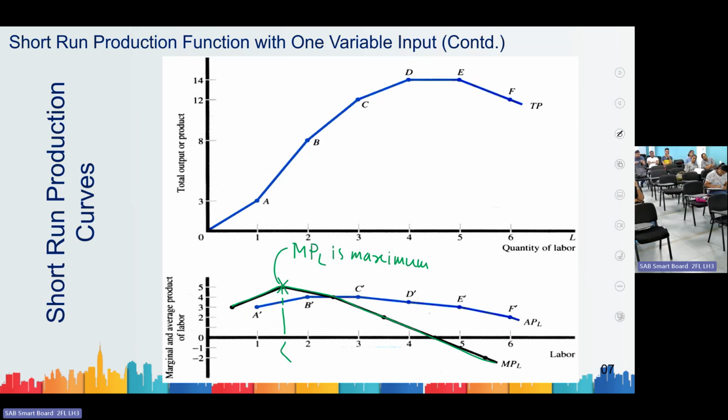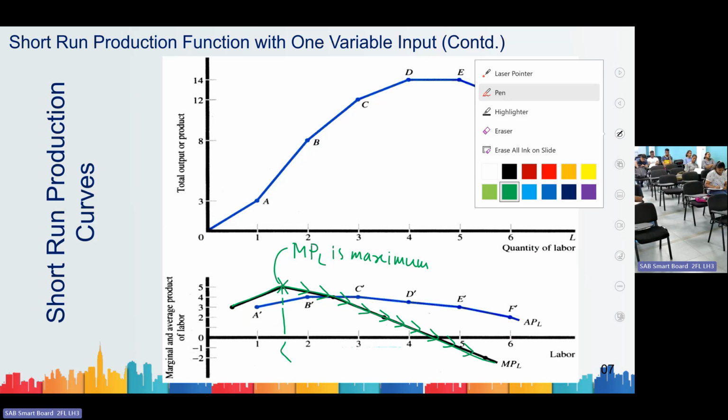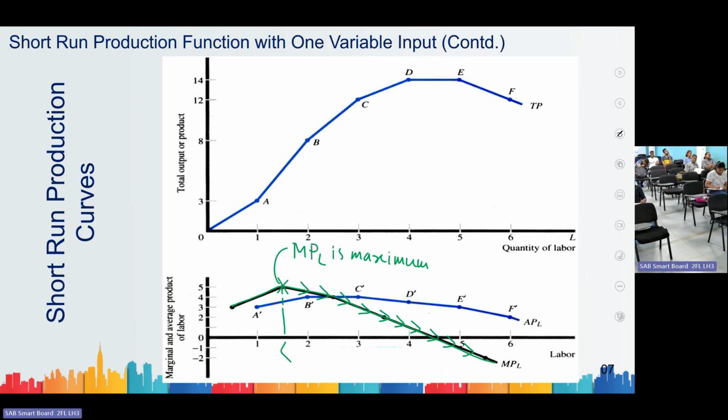After reaching the maximum level of marginal product of labor, you observe one thing. What is it? Marginal product of labor starts to decline. So that is where the law of diminishing marginal returns occurs. This is the region where the law of diminishing marginal returns occurs.